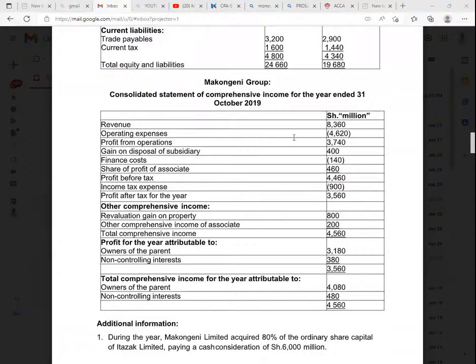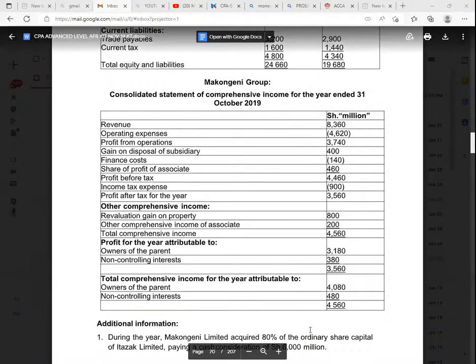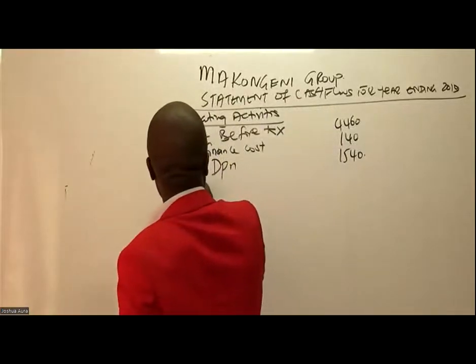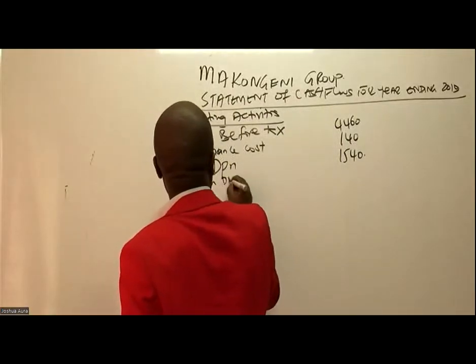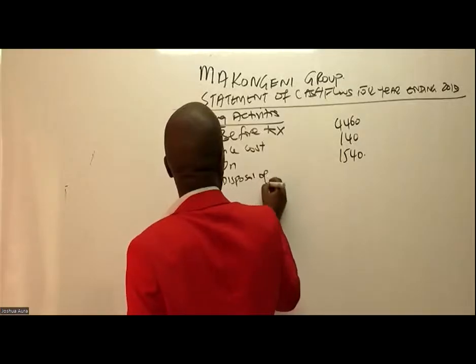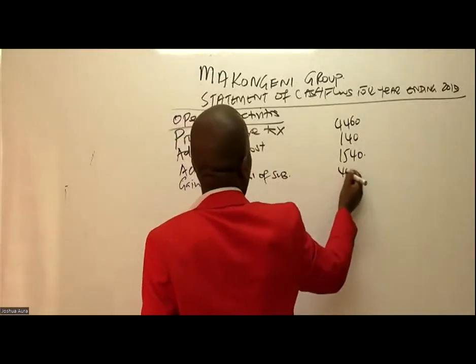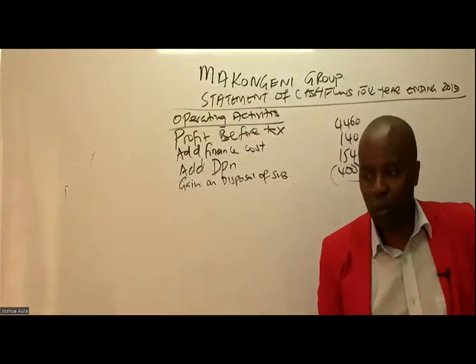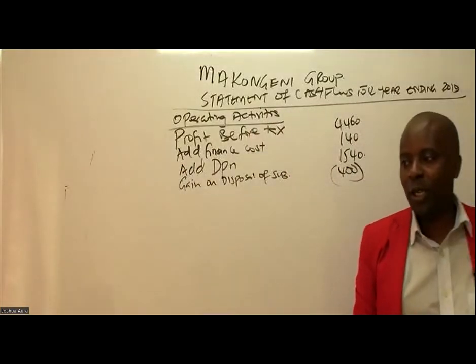Are you able to see the 400? They're not seeing it because they're not talking to me. So gain on disposal of the subsidiary, 400. Of course, it's a gain. We are doing the opposite. We are subtracting. Thank you so much.